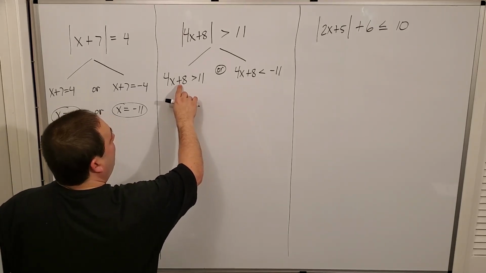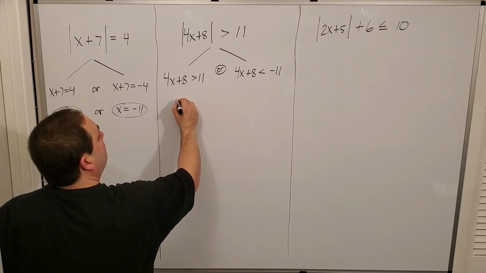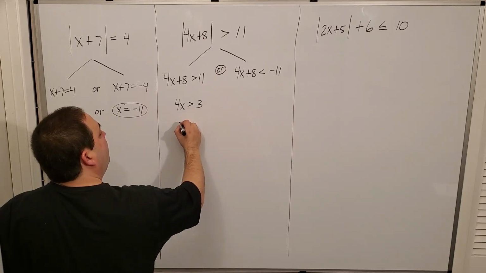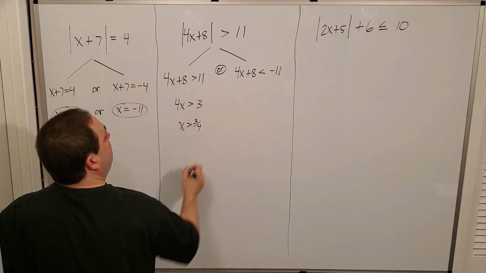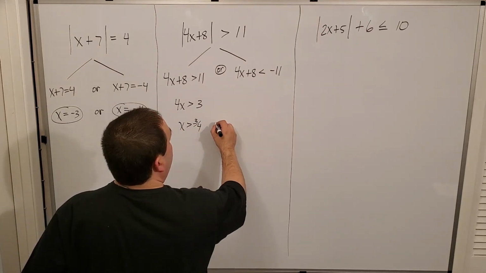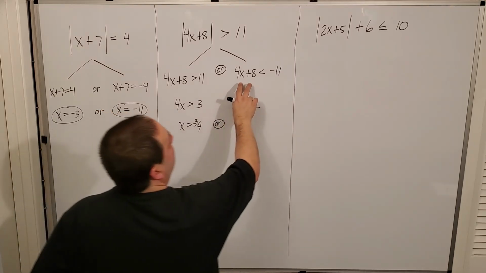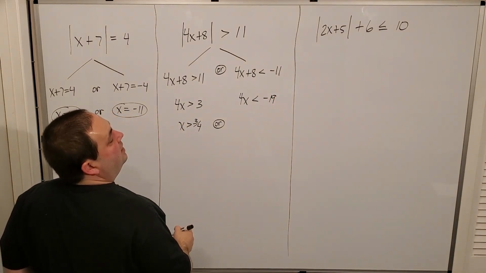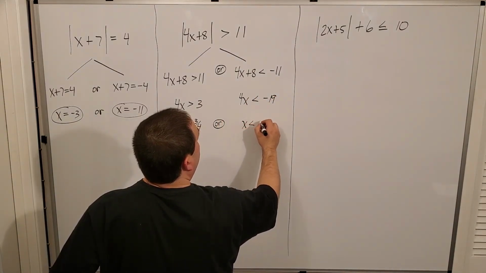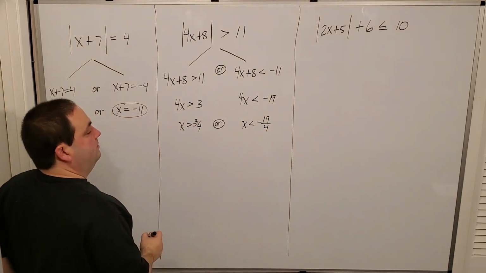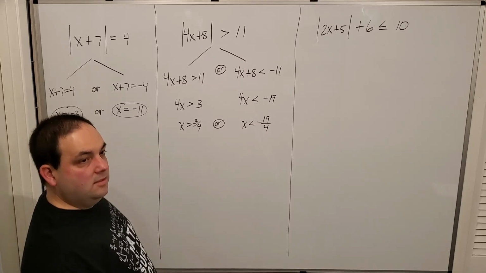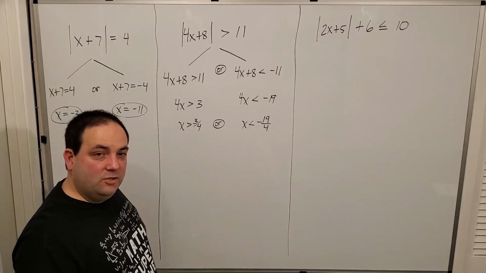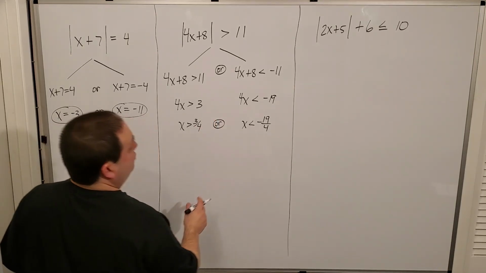Next, I go ahead and solve, right? I subtract 8. So 4x is greater than 3. And then I divide by 4, so x is greater than 3/4. Or, here I again subtract 8, which would give me negative 19. And then I divide by 4, which is negative 19/4. Since these are inequalities, we actually want to display the answer as both a graph and an interval notation so that we have all three versions.